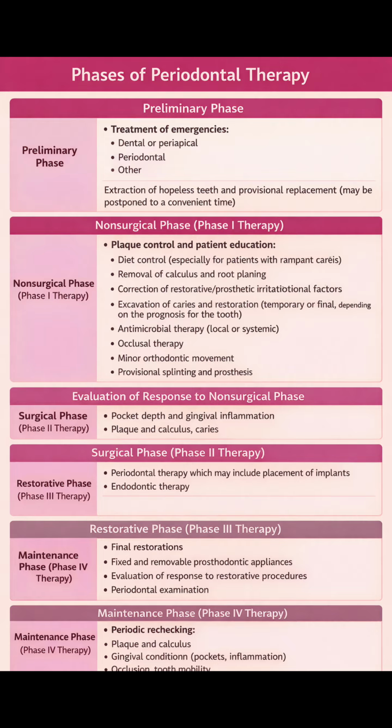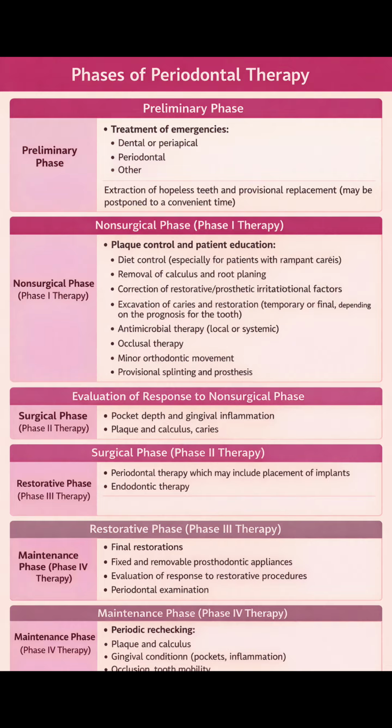Teeth with severe bone loss, grade 3 mobility, poor crown to root ratio, or unfavorable prognosis are removed to eliminate infection and improve overall treatment outcome. So, if required, provisional replacement may be given for aesthetics or function, but it can be postponed until inflammation is controlled. Then the next phase is phase 1, the non-surgical phase or etiotropic phase.